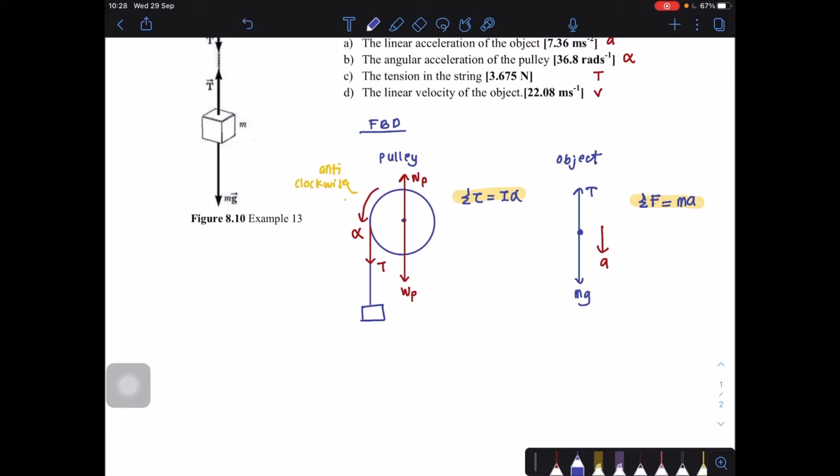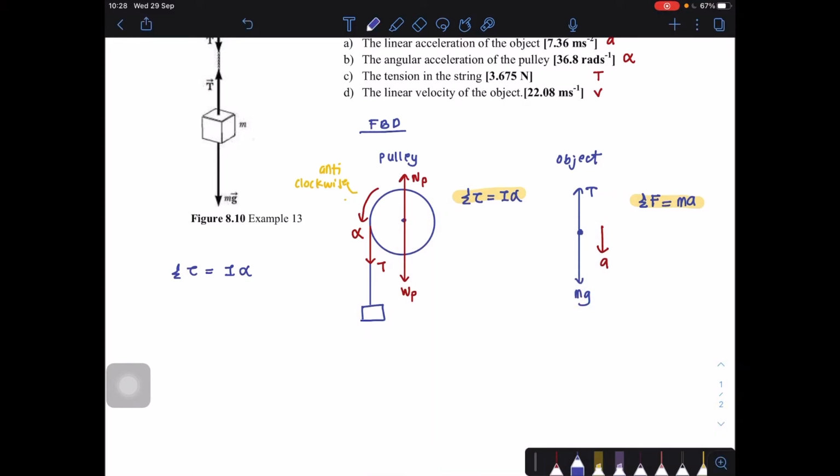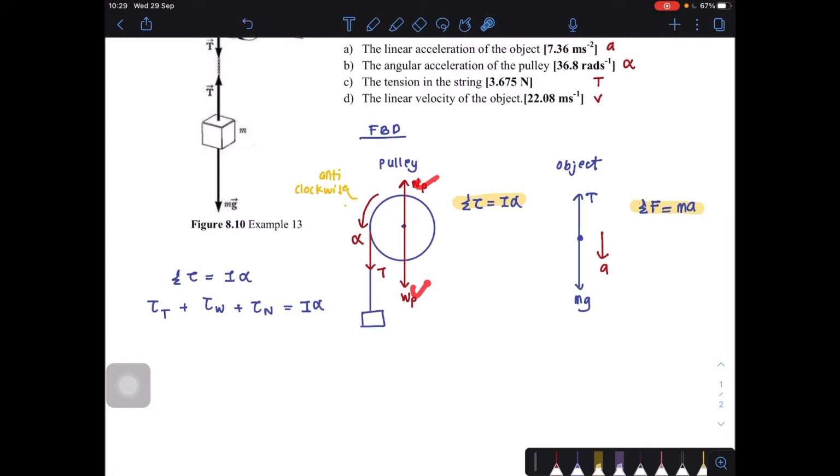So now, kita keluarkan untuk pulley dahulu dekat sini. Ada 3 force dekat pulley ni, bermaksud akan ada 3 torque. So setiap force akan ada torque. So we have torque for the tension plus torque for the weight plus torque for the normal equal to I alpha. Okay, tetapi untuk normal dan weight force, torque akan jadi sama dengan kosong.